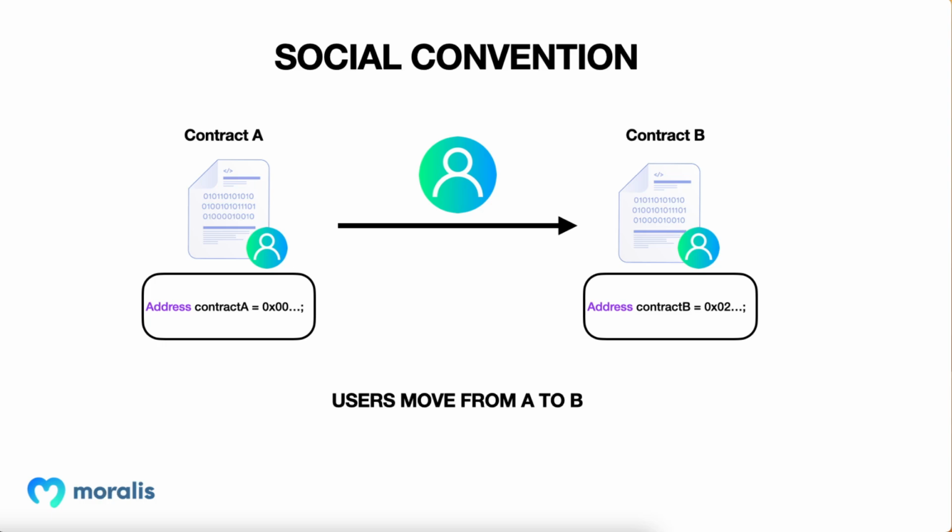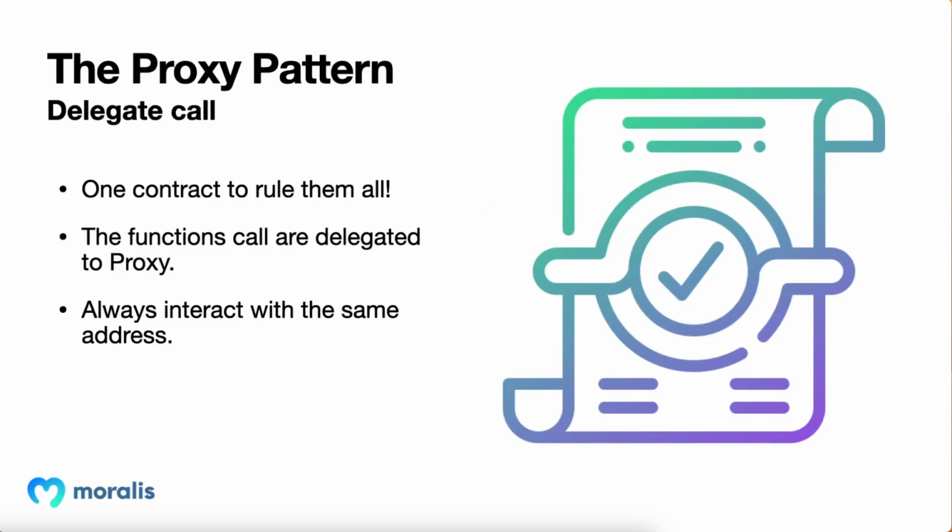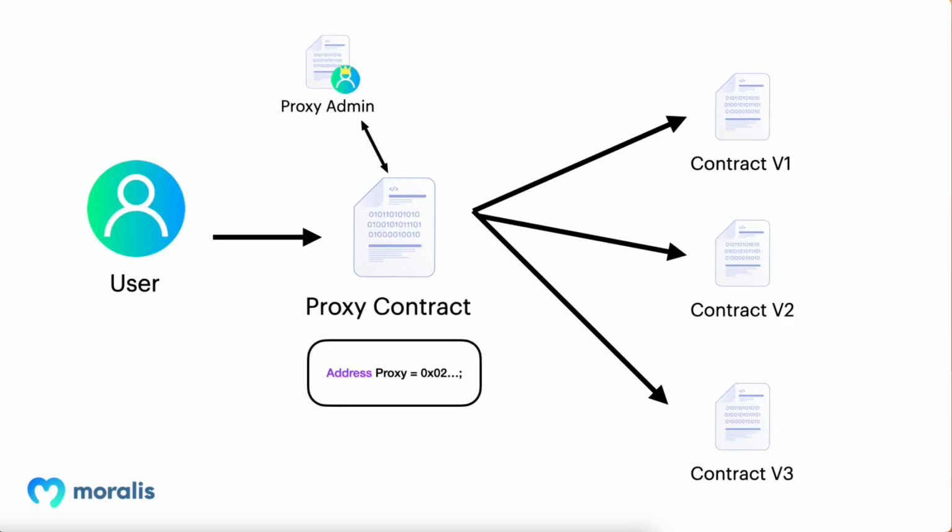So there is another approach called proxy pattern, which has the delegate call. We are going to have just one contract to rule them all. The function calls are delegated to a new contract called proxy, and your users will always interact with the same address. So your architecture is going to look something like this. Your users will interact with the proxy contract, which is going to have just one address always.